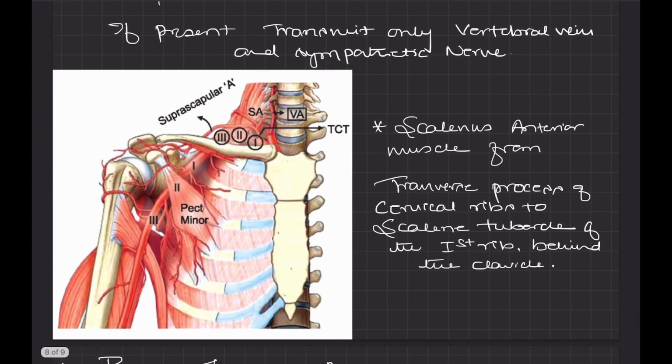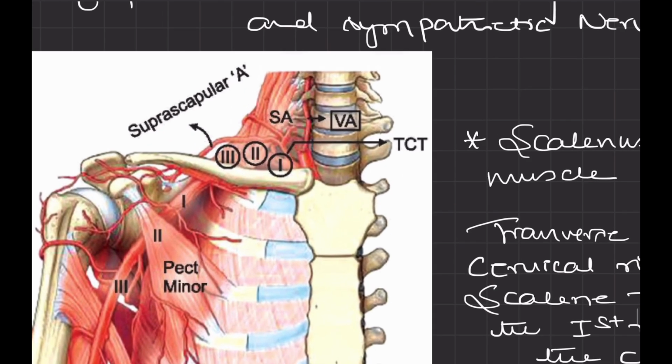Now coming to the scalenes anterior muscle, it arises from the transverse process of the cervical vertebra, not the rib, to the scalene tubercle of the first rib behind the clavicle. It is divided into three parts. This is the first part, which gives rise to three branches, that is the vertebral artery and the internal thoracic artery, which is down behind the clavicle, so we cannot see it here. This is the thyrocervical trunk.